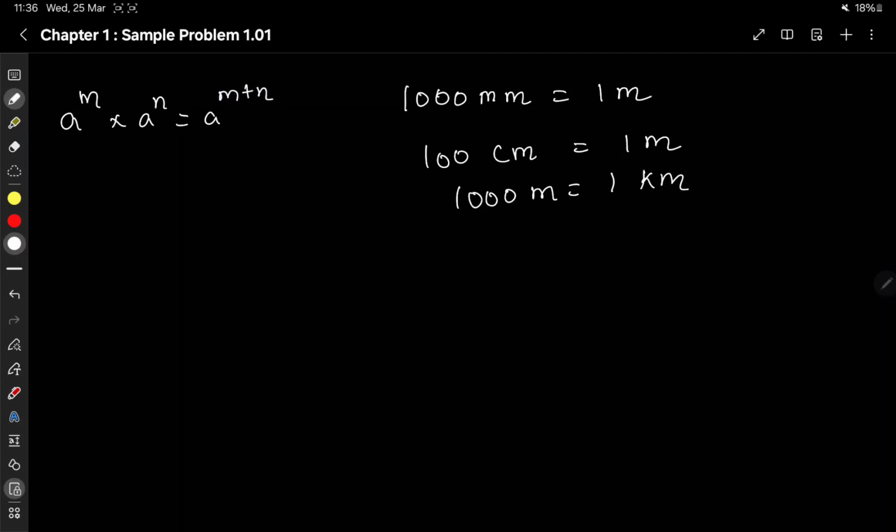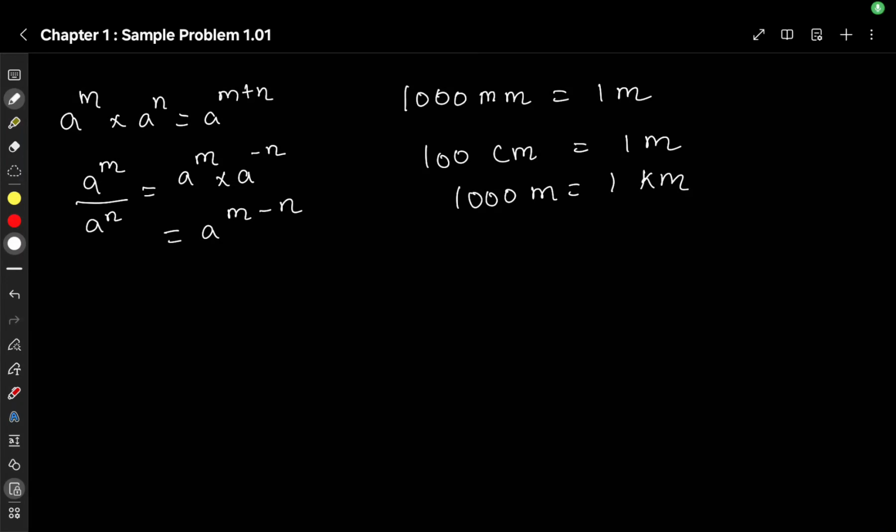So the bases are the same, we just sum up the powers. Similarly, you want to know a power m by a power n. We can write it as, when the denominator goes to the numerator, its power becomes negative; when the denominator goes to the numerator, the power will change its sign. So a power m, and the denominator is going to the numerator, so it is a power minus n. Now the bases are the same, so just add the powers, which is equal to a power m plus, and minus n, so a power m minus n.